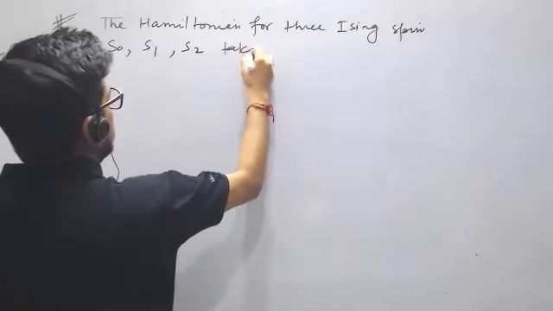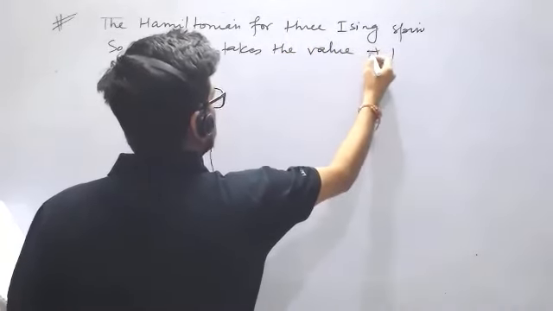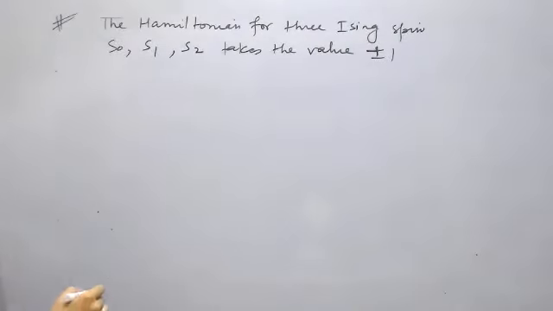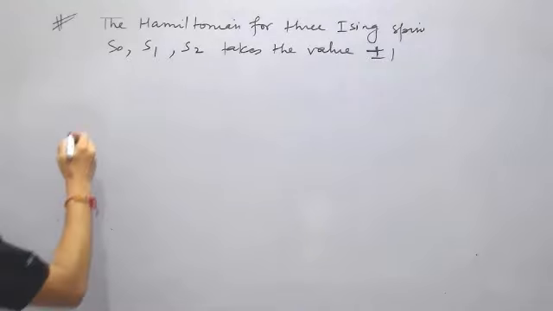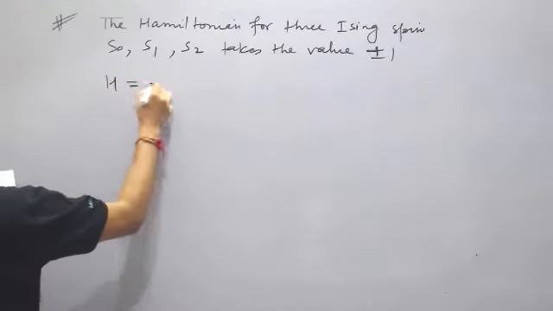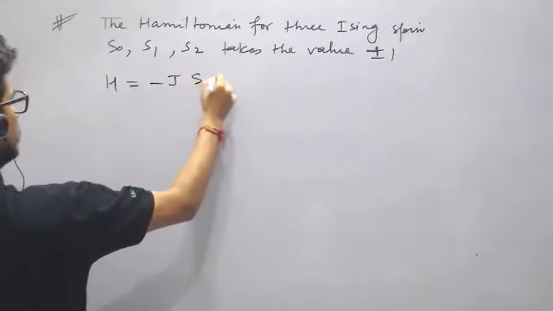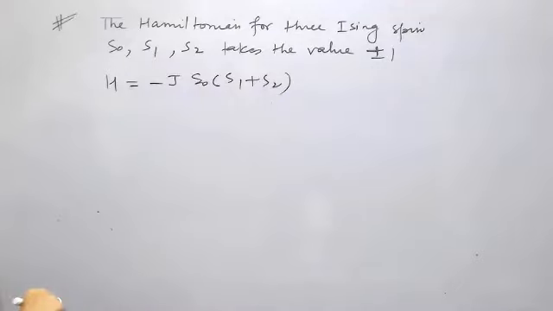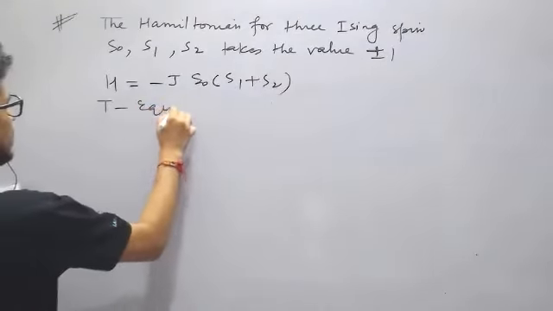Each takes the value plus minus 1. That means S0, S1 and S2 की value plus minus 1 हो जाती है. And the Hamiltonian is given by minus J S0 (S1 plus S2). They have given some Hamiltonian like this. And T is the equilibrium temperature.